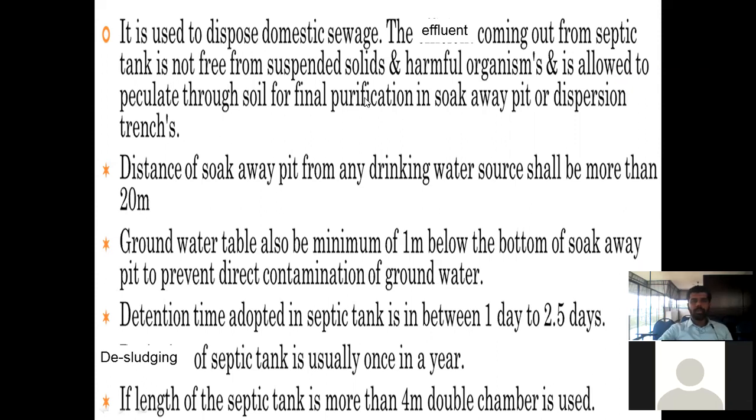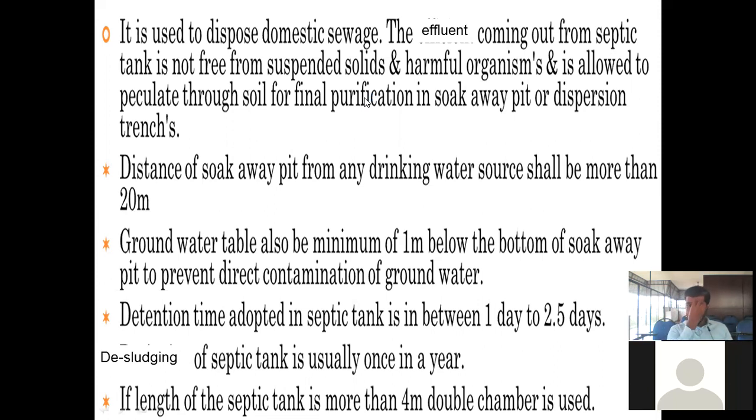It is used to dispose domestic sewage. The effluent coming out from the septic tank is not free from suspended solids and harmful organisms, and is allowed to percolate through the soil for final purification in a soakaway pit or dispersion pit. So when we design a septic tank, there will be another pit called a soak pit. The extra water coming out of the septic tank will go into the soak pit, just near to it.